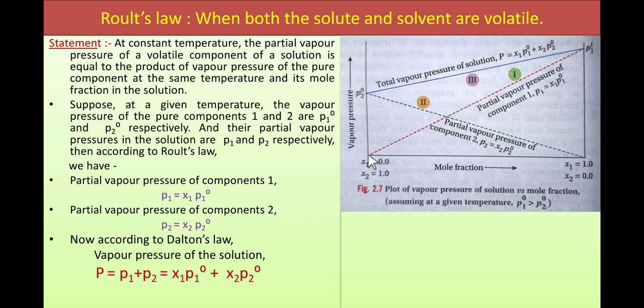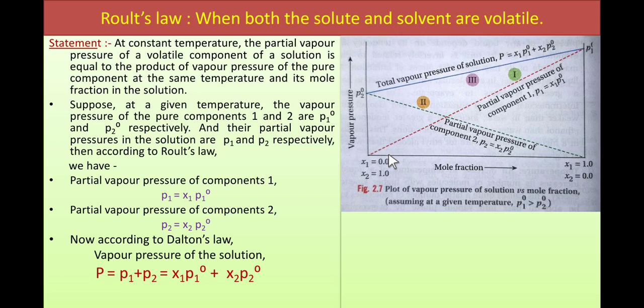At this point, the mole fraction of component 1 is 0 and the mole fraction of component 2 is 1. That is, it is pure component 2. Therefore, at this point, the pressure of the solution is equal to the vapor pressure of the pure component, that is P2 naught.